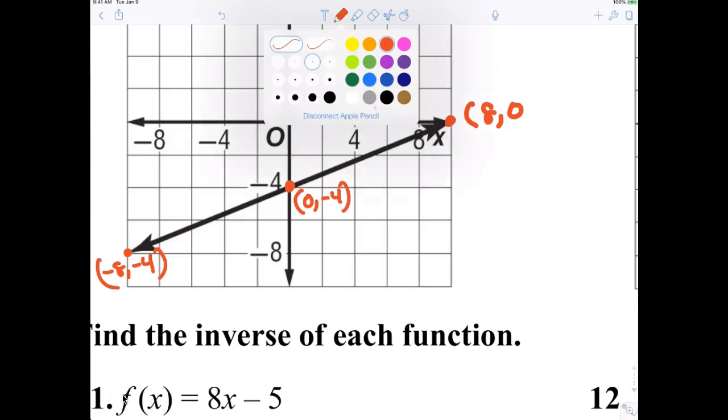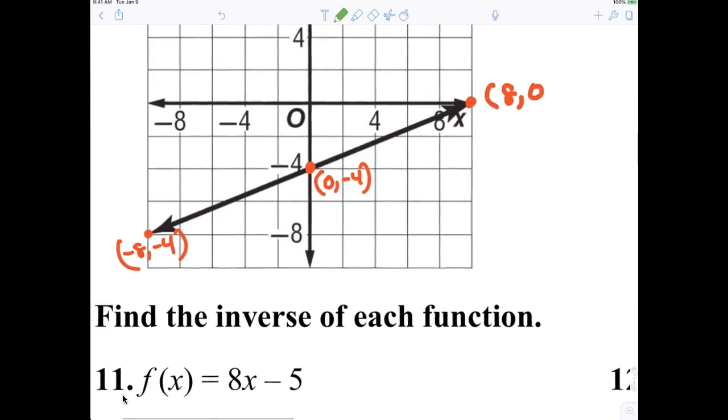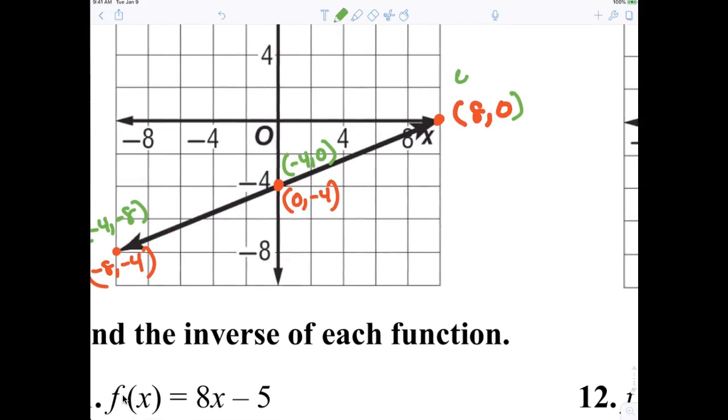Now to graph the inverse, what you're going to do is just switch those points. So the -8, -4 becomes what? -4, -8. 0, -4 becomes -4, 0. And 8, 0 becomes what? 0, 8. Now plot those 3 points.